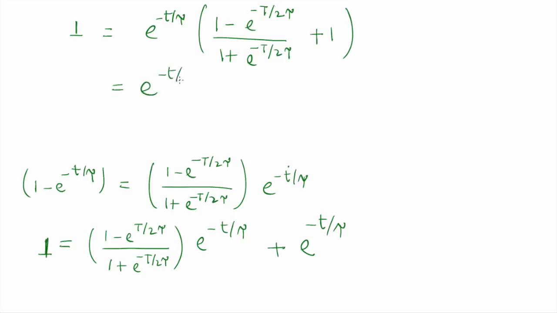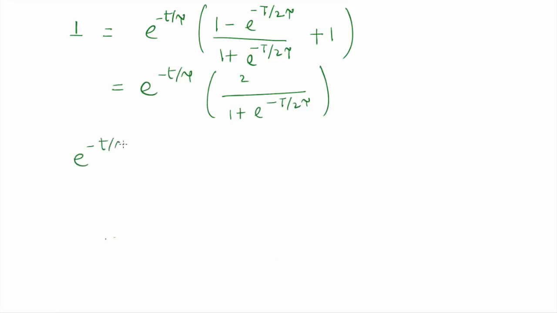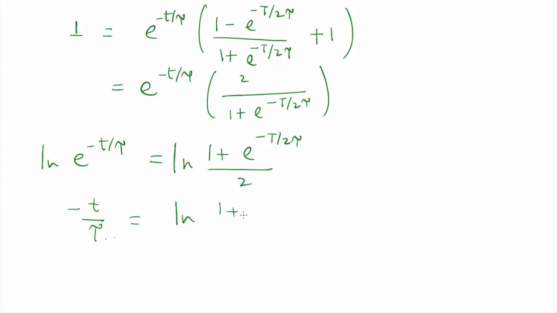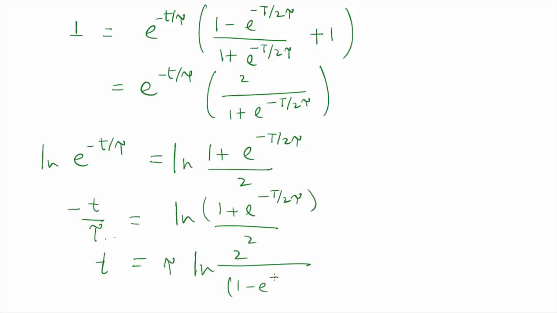Overall you will get e to the power minus t upon tau times 2 upon 1 plus e to the power minus t upon 2 tau. So from here e to the power minus t upon tau will be equal to 1 plus e to the power minus t by 2 tau, upon 2. Now take log on both sides: minus t upon tau will be equal to ln of 1 plus e to the power minus t by 2 tau upon 2, right? Now take the minus into the log, so t is equal to tau, and the log will be reversed: ln 2 upon 1 plus e to the power minus t by 2 tau.